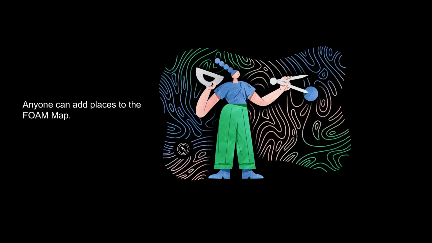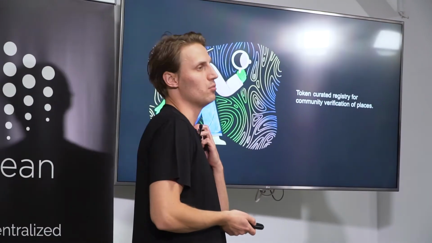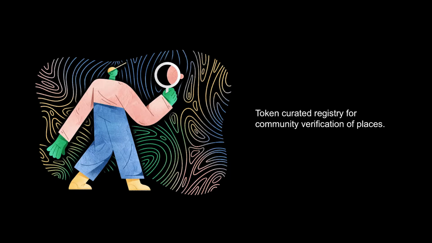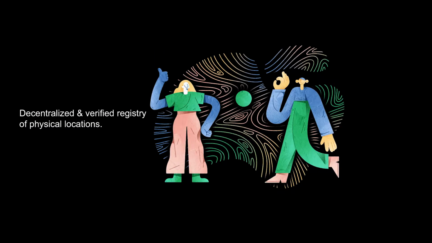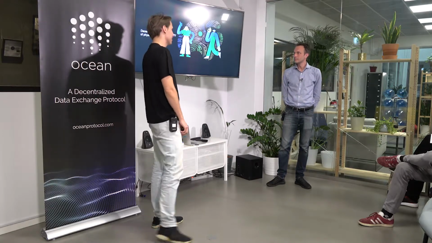So anyone can add a place. Let's say you add a coffee shop around the corner, and then you have a community around the TCR that works on the verification. And then the result is basically having a bunch of locations, and we'll talk about how many we have soon, on the blockchain itself that can be referenced then by any application that wants to reference space.